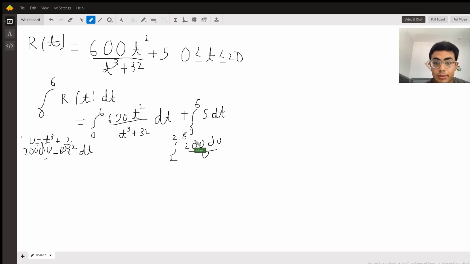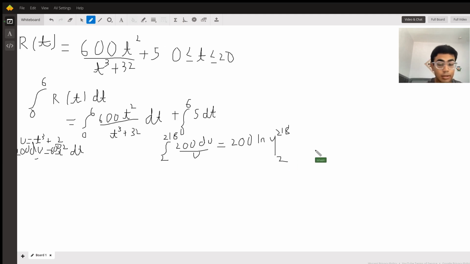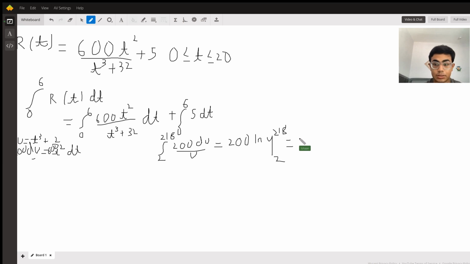Okay, so then we can easily take the antiderivative of this function, because we know that it's just 200 ln of u, from 32 to 248. I've worked this out on the calculator. You can do it yourself, but what you get is 1,548.8 thousand barrels. And that's the first integral done.